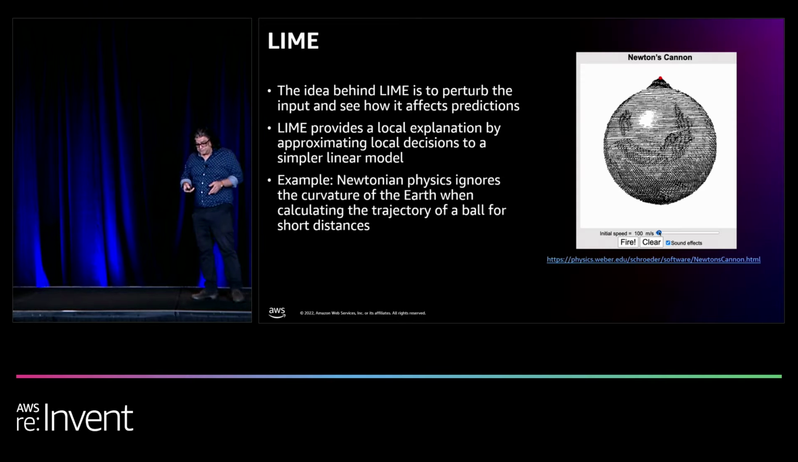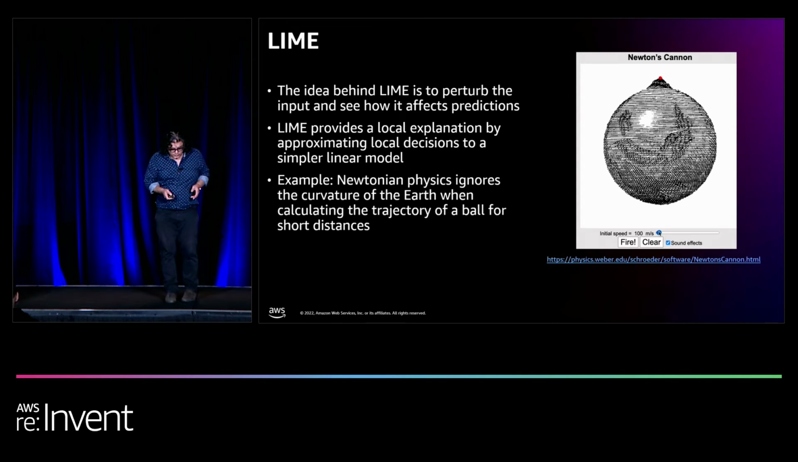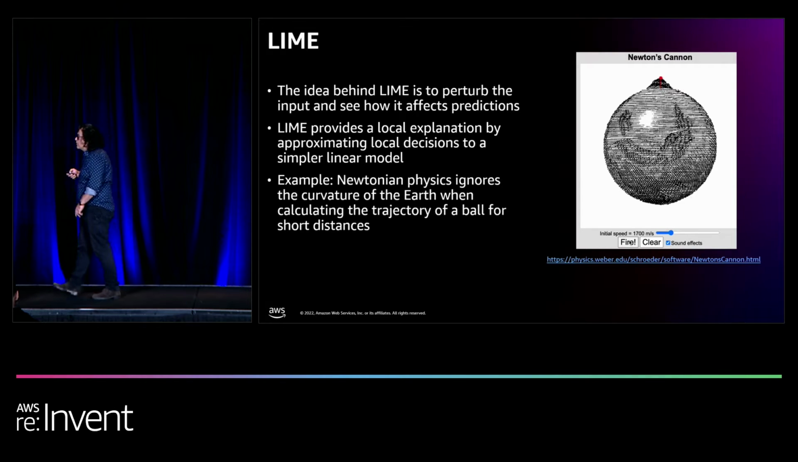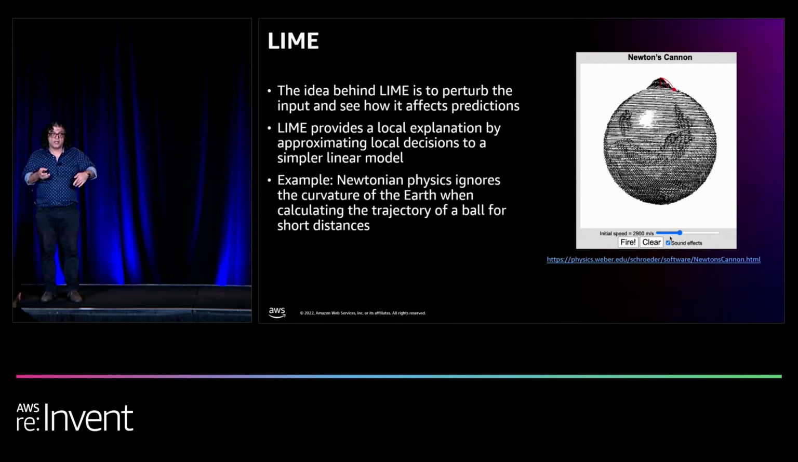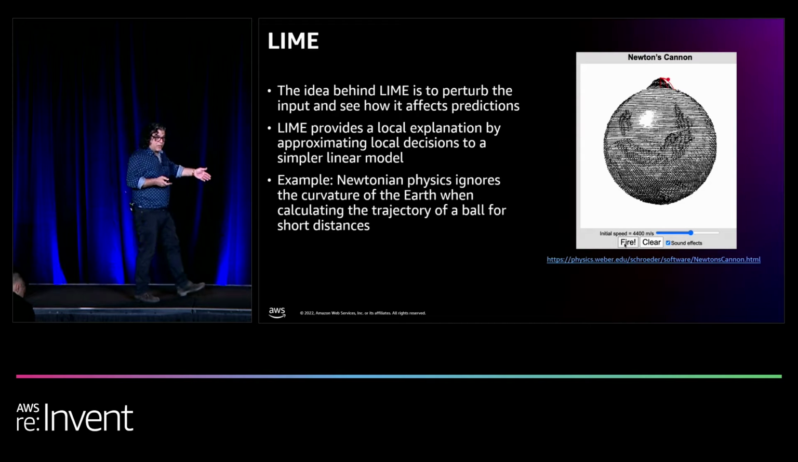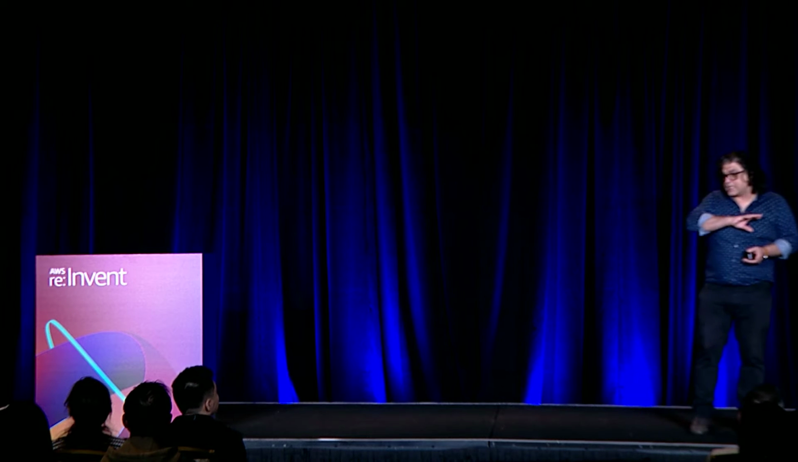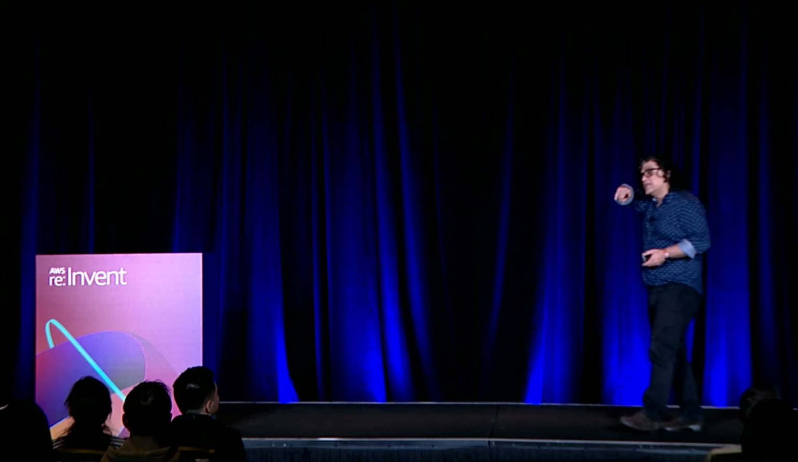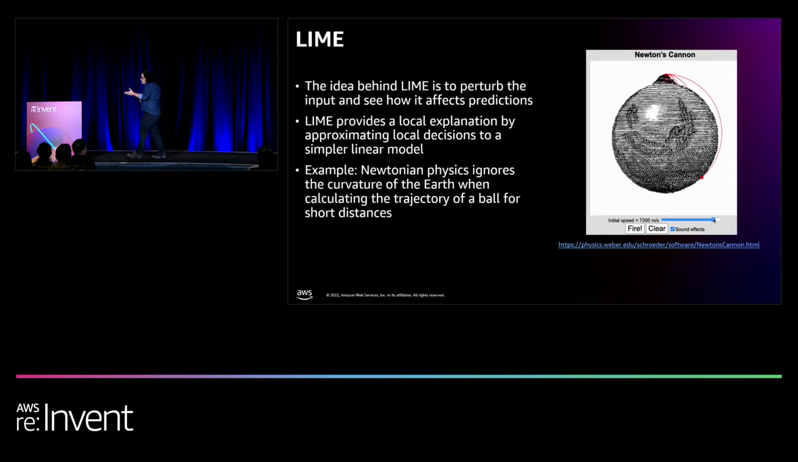But if you go further, it's a very famous example called Newton's cannon. If the ball lands near your feet, you can apply Euclidean geometry and ignore that the Earth has curvature. But if you throw the ball far, far away, it starts going around the Earth, and the curvature can no longer be ignored. So the idea behind LIME is to create a neighborhood around the point that is explained that is small enough that a linear model can explain what happens.